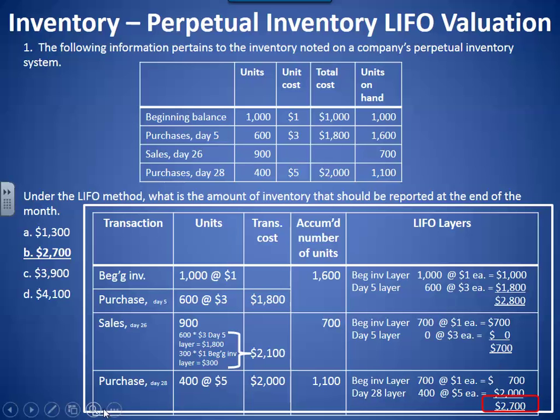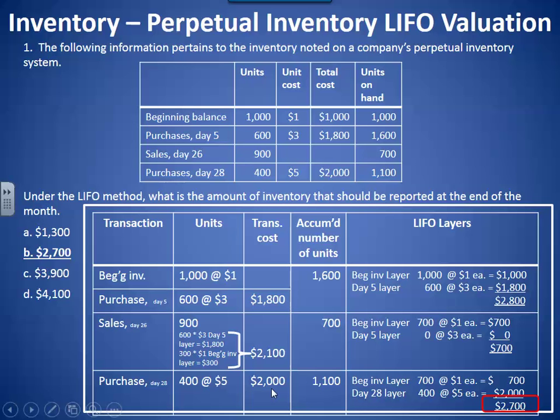Okay, now we go on to the purchase on day 28, and the value of that transaction was 400 units at $5 a unit. The transaction value was $2,000, and again, with accumulated units, the number would be 700 units plus the 400 units that we bought equals 1,100 units.